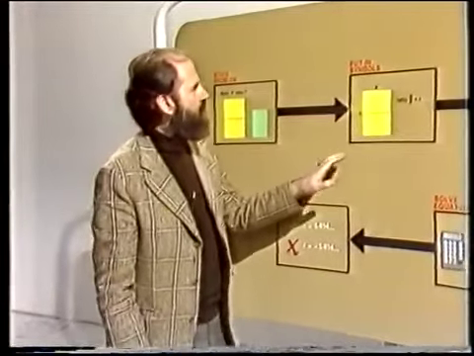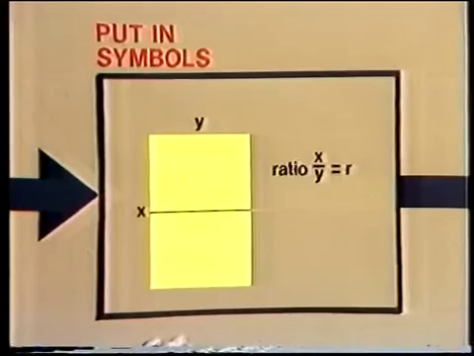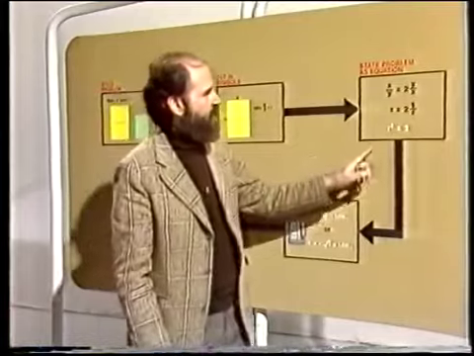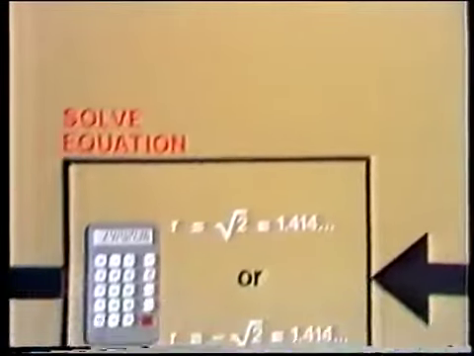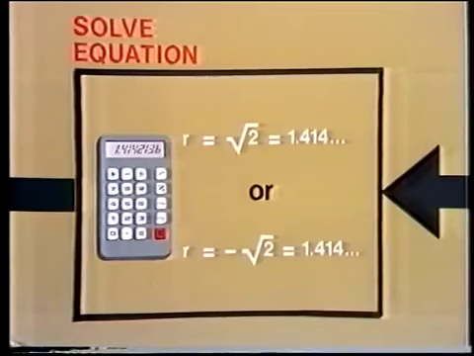The next step is to introduce symbols, and that's exactly what John did. x for the height, y for the width, and he called the ratio x over y, r. Now, with these symbols, the problem can be restated, and that leads to this simple quadratic equation. Now, solve the equation. There are 2 solutions. r is equal to plus or minus root 2, and root 2 is 1.414 to 3 decimal places.